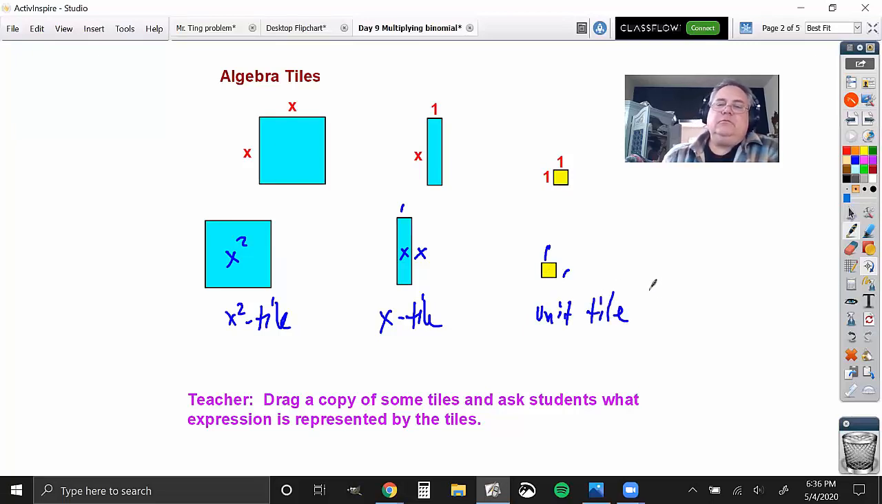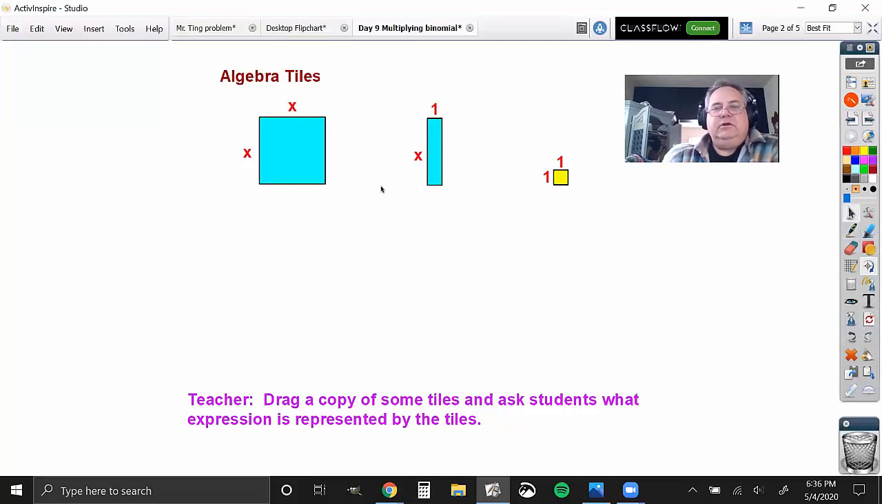Now, there were a couple things that we learned as we were doing this. One, we learned that if you have an x squared tile, you can put an x tile next to it and it lines up nicely. See how the edge matches on the edge right here so perfectly? But you're not allowed to put it this way.